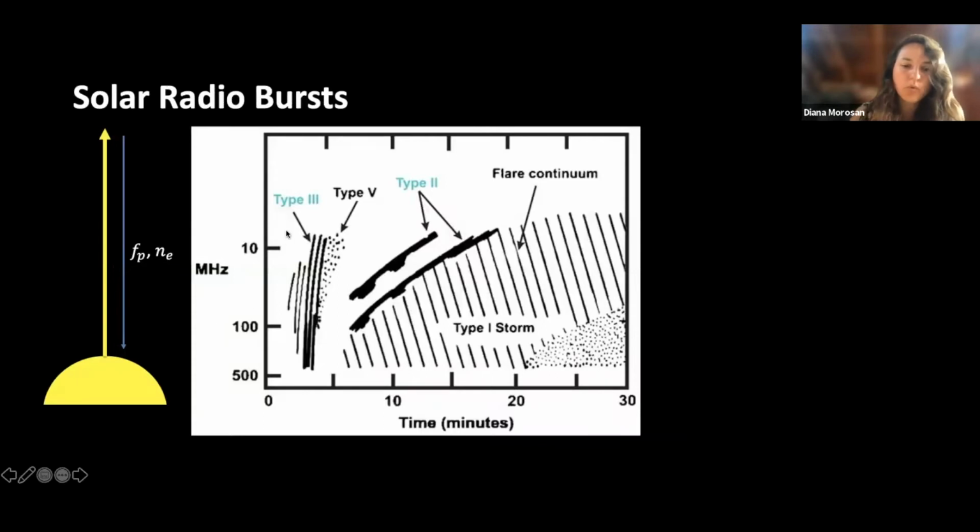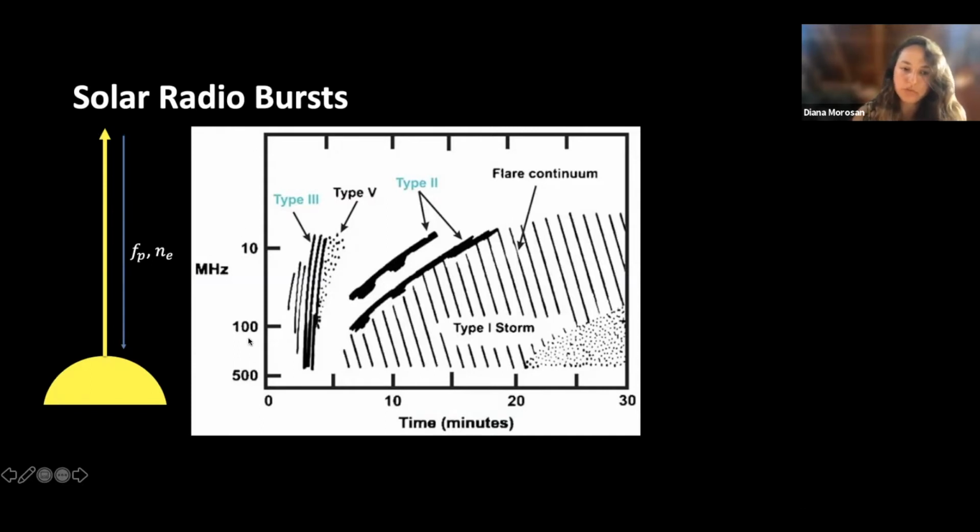Oh yes, and the reason we usually invert our frequency axis is that since plasma emission is the dominant emission mechanism and the plasma frequency is proportional to the square root of electron density, as we move further away from the sun, the frequency also decreases.